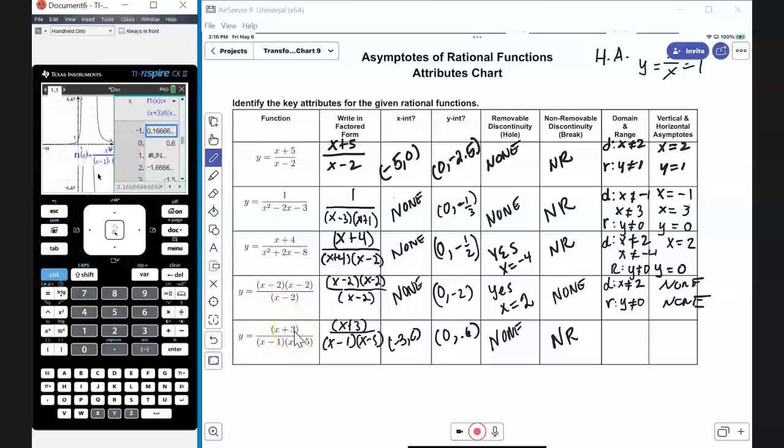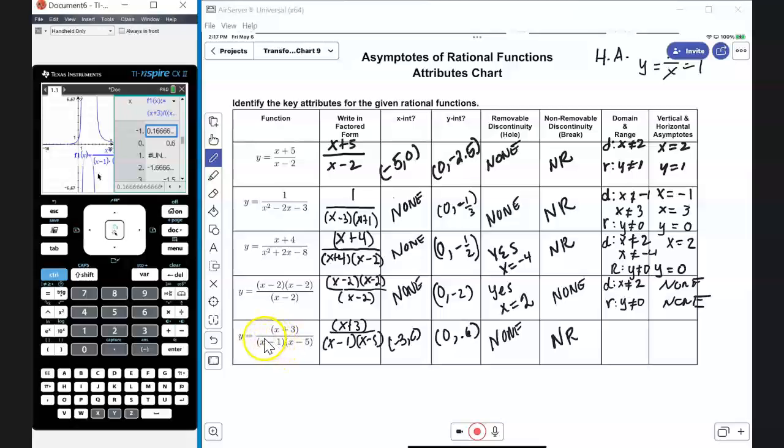Are you ready for the question? Because I'm going to ask some of you. When is this equation going to be undefined? When there is a zero in the denominator. So the question is, what numbers will make the denominator equal to 0?